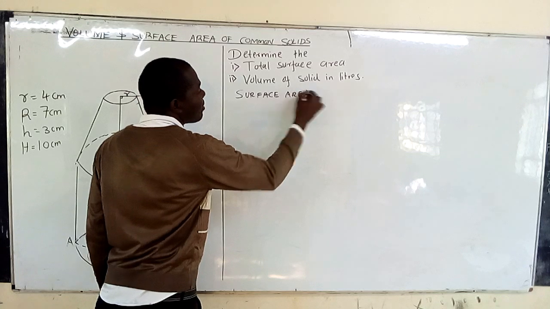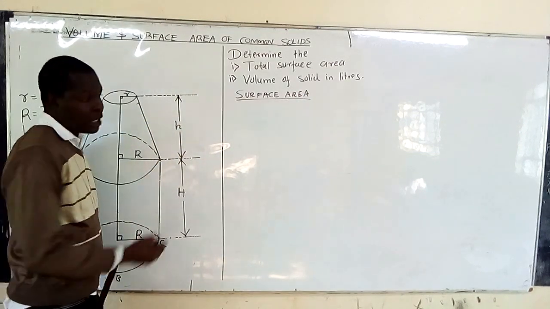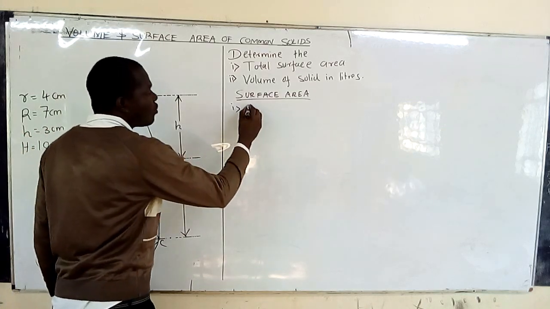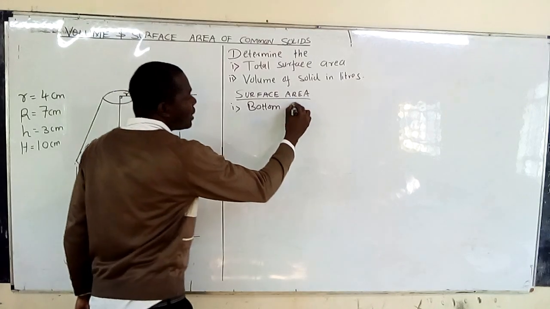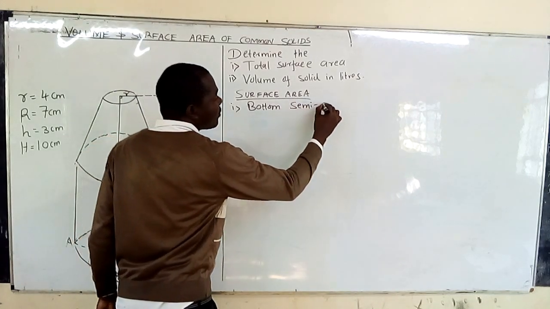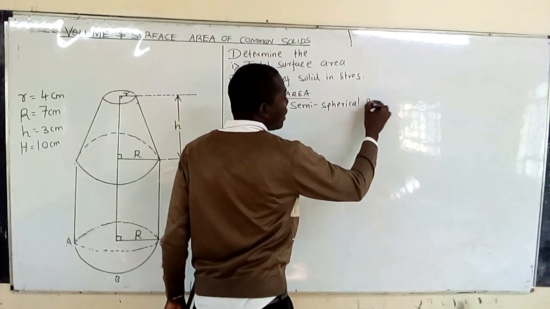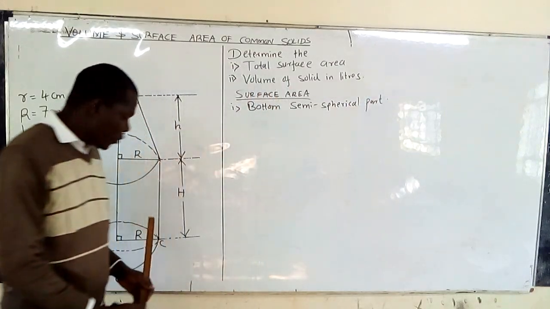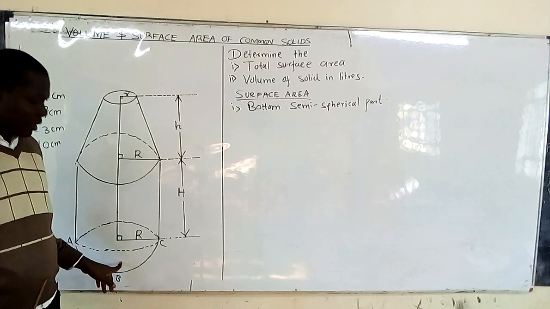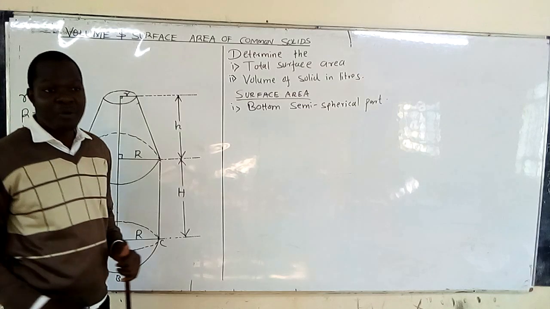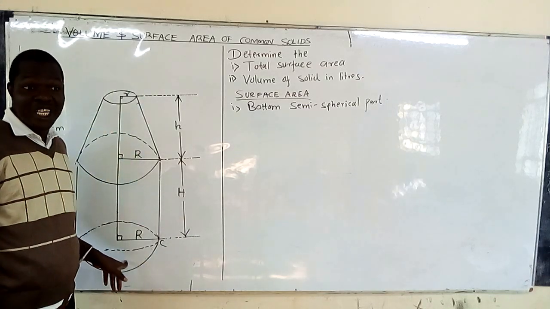So on the surface area, start with the bottom spherical part, isn't it? So the first surface area, we are now looking for the bottom semispherical part. So how do we get the surface area of a semisphere? And you know, it is just the curved surface only, isn't it?